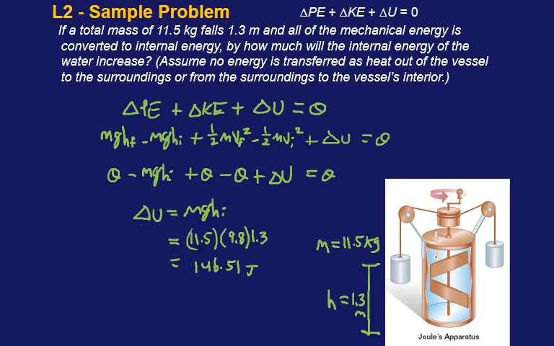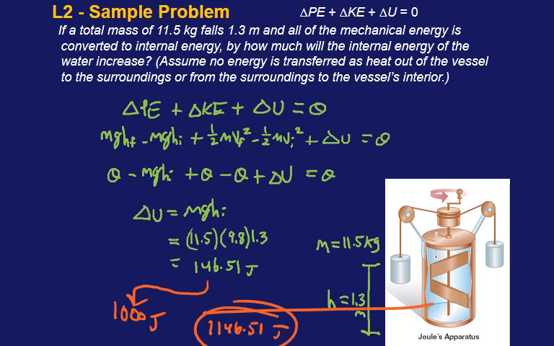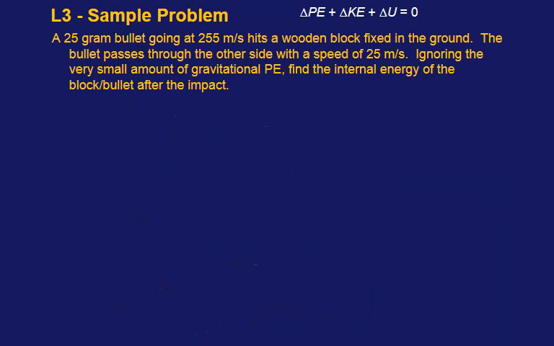So therefore, the increase of internal energy is 146.51 joules. So let's say inside here, it was already at 1,000 joules, and this amount of energy would come into it, then the final energy is 1146.51, right? And so an increase of energy there.